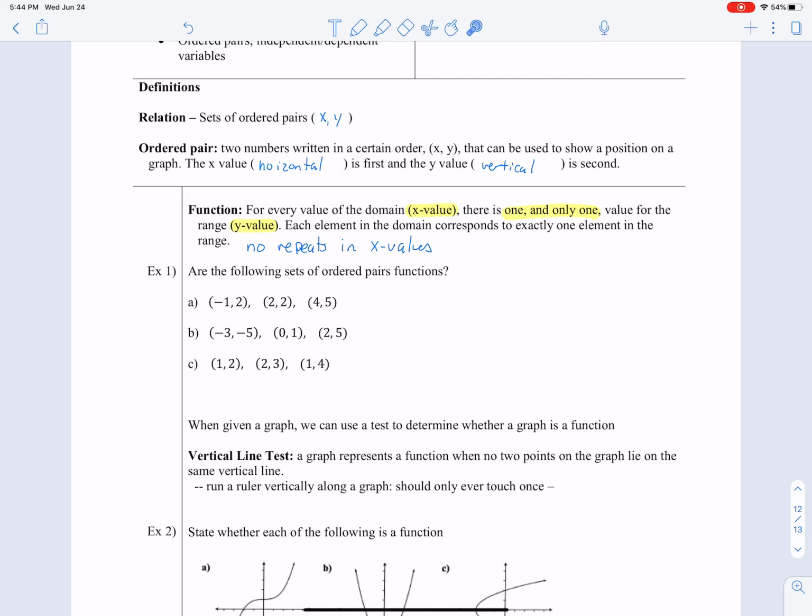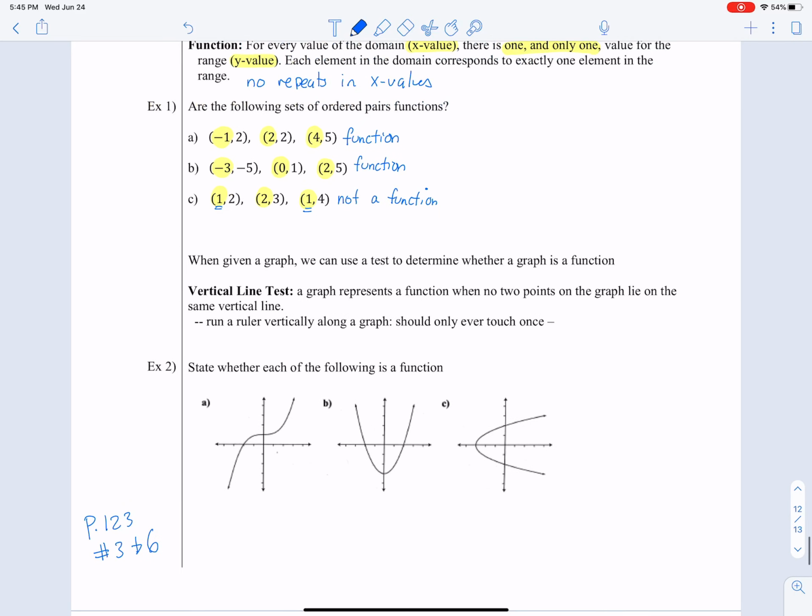So here you're going to focus in, where's my highlighter? You're going to focus in on the x values and you're going to see if you have any repeats. So -1, 2, 4, no repeats, so this is a function. Look at the next one. We have -3, 0, and 2. No repeat, so this is a function. And the last one we have 1, 2, and 1. So here we do have a repeat. So this is not a function. Okay. So that's if you're given ordered pairs.